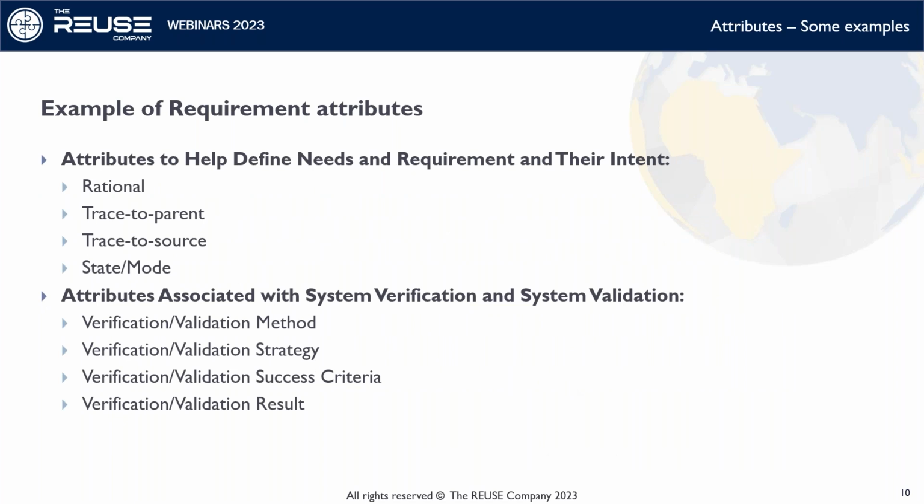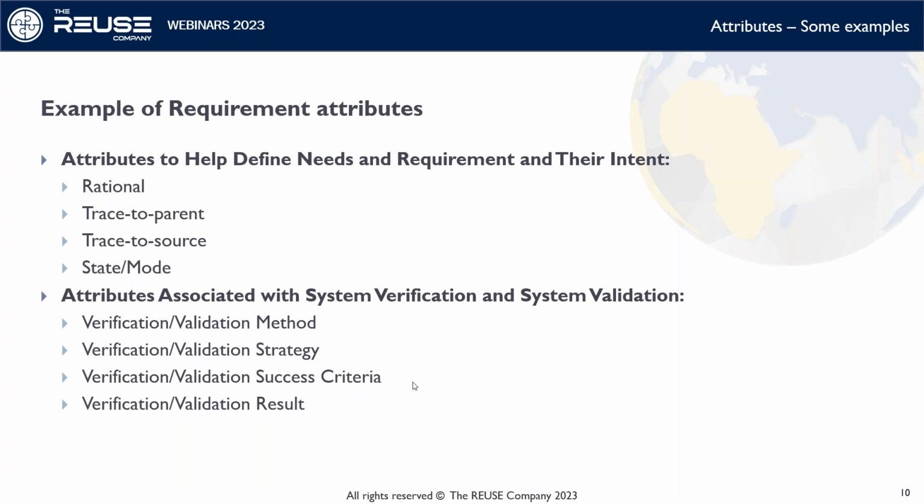So, some examples before I continue to the demonstration. The first category, attributes showing intent. Perhaps you have heard about the rationale, which is a very good way of capturing that extra information you always get when you are stating a requirement. You can have trace information as an attribute, showing the parent and the source, so you can follow the trace of your set of requirements and the allocation of requirements. You might want to add a state or mode attribute, showing that this requirement is valid in certain states or modes. That's the first category.